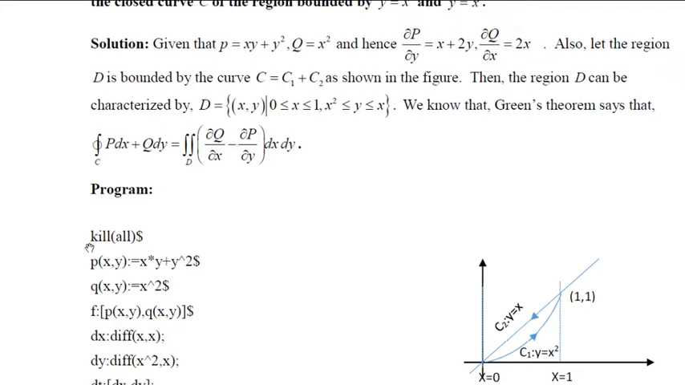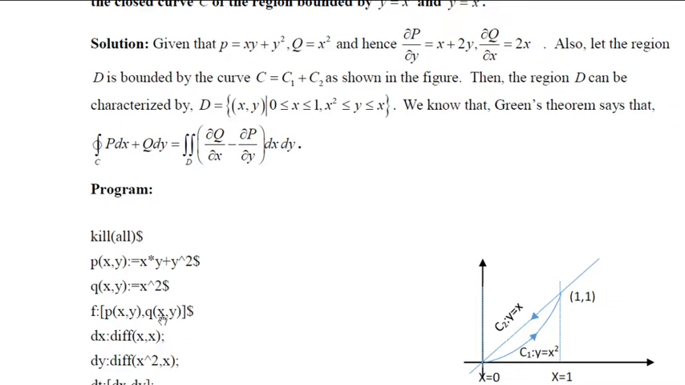Let's call the function p of x, y. You have to use the assignment operator for that. They are given x into y plus y square, that is x star y plus y square, and q of x, y, that is also a function, so x square. And let's call f a list, the list containing p of x comma y and q of x, y.